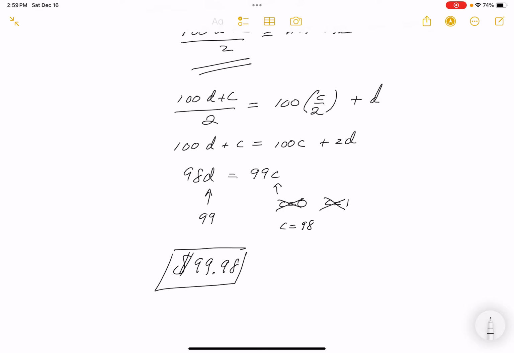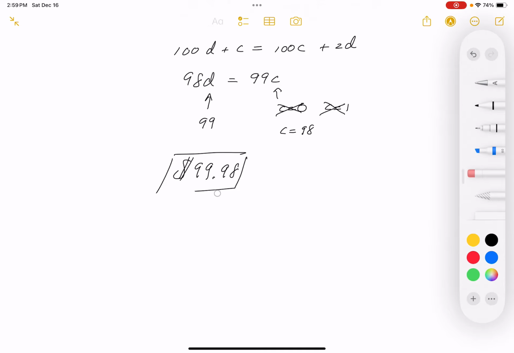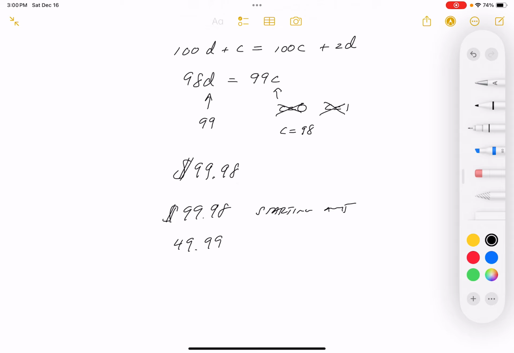I think that's what they're questioning. How much did she spend? That's a different question, isn't it? Let's go back and do the question now. That's not the answer, by the way. Okay, let's find this out. She starts with $99.98. This is the starting amount. And she spent half of that, right? So what do you get? You get $49.99. This is what she spent.